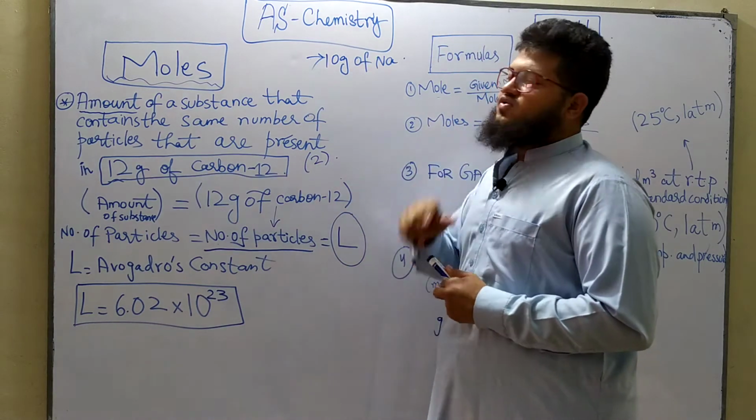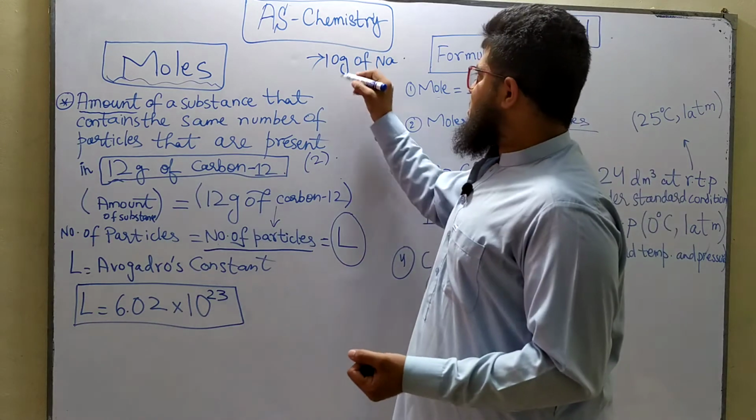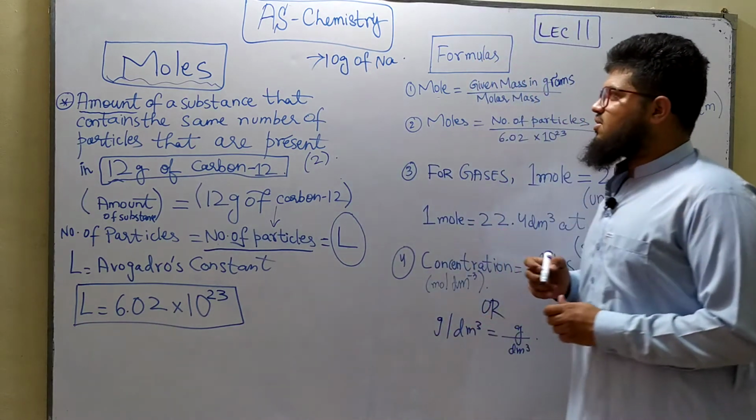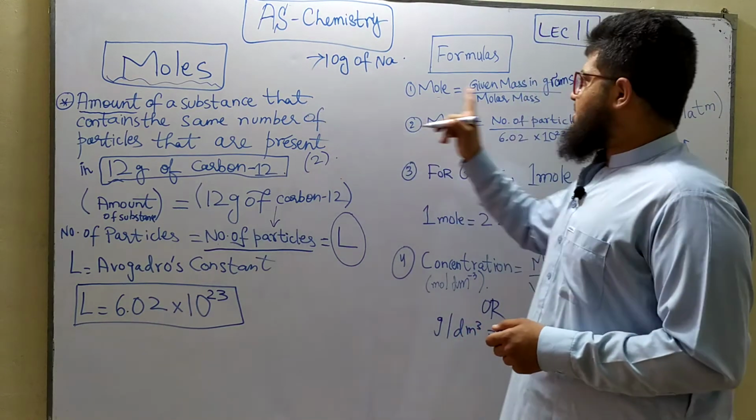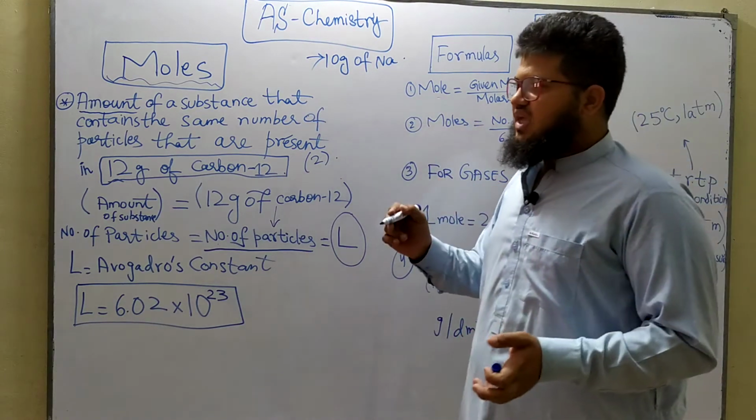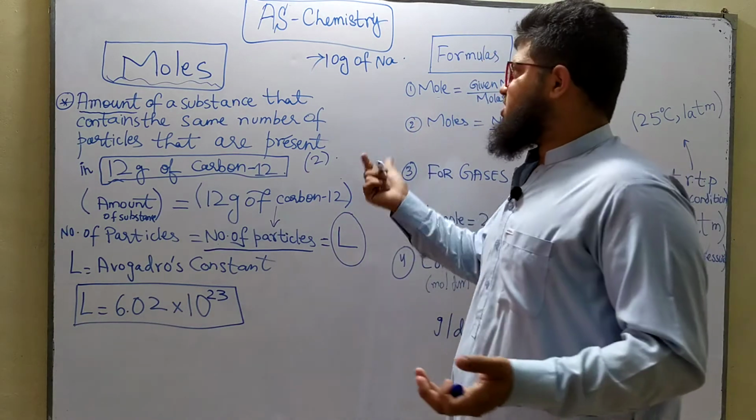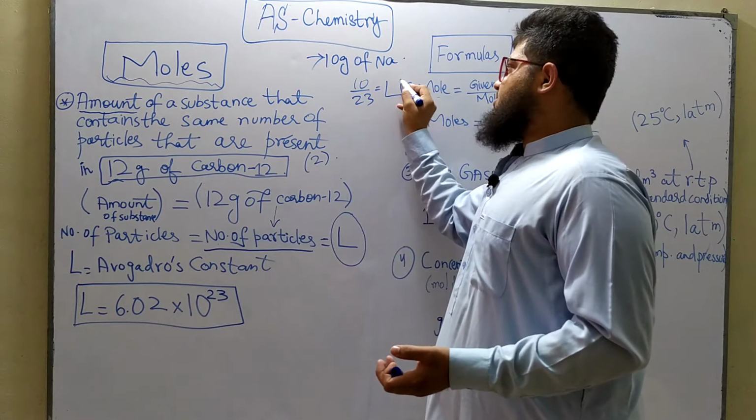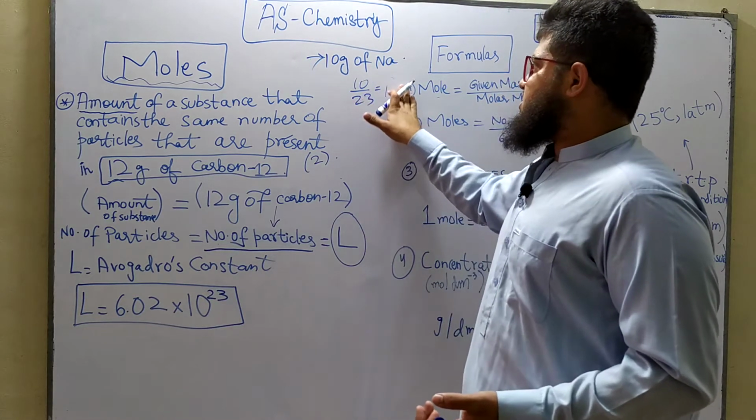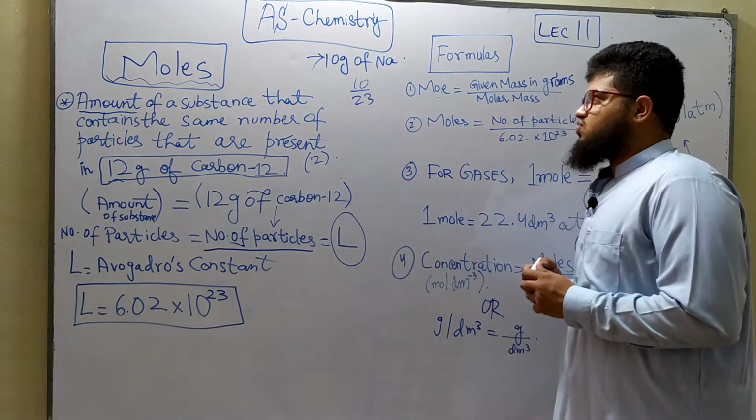If I were to ask you to give me the moles of sodium present in 10 grams of sodium, how are you going to do that? Well, it's simple, you just put it into this formula. The given mass of sodium is 10 and the molar mass of sodium is 23 from the periodic table, meaning the relative atomic mass of sodium is 23. So 10 upon 23 and you'll get your answer. I'm not doing it further.